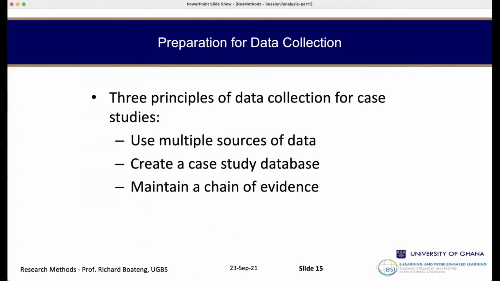Good morning. Okay. Three principles of data collection for case studies. Good morning, Prof. Okay, you're welcome. Three principles for data collection for case studies.